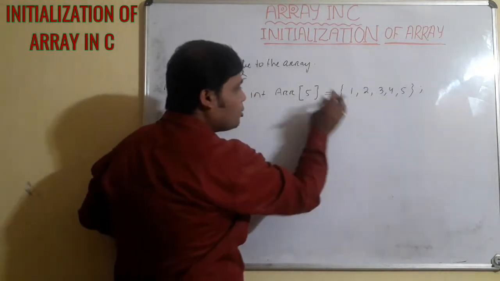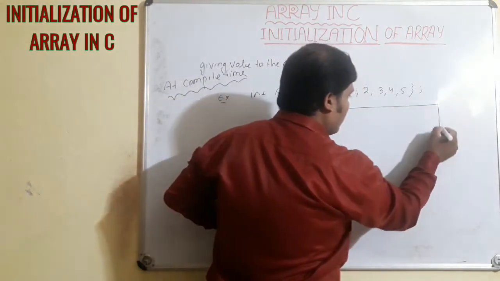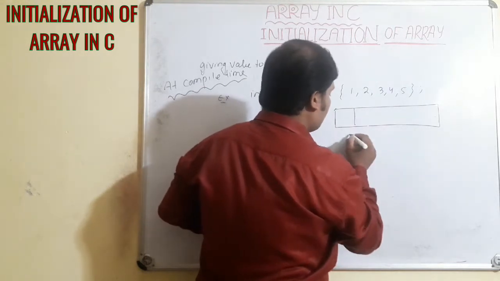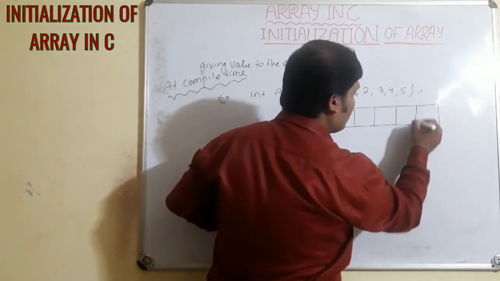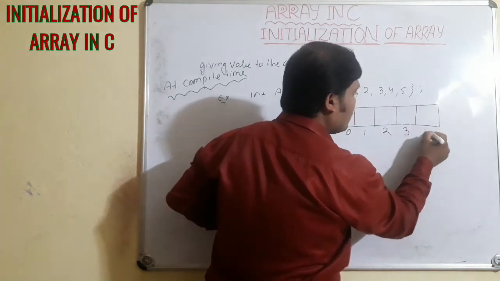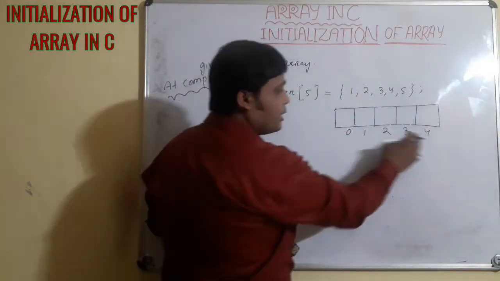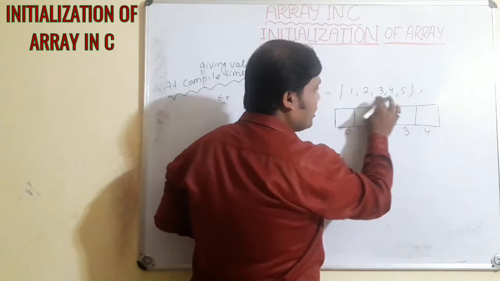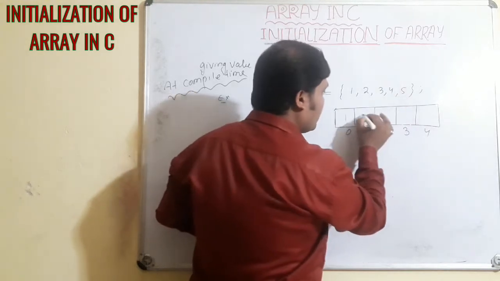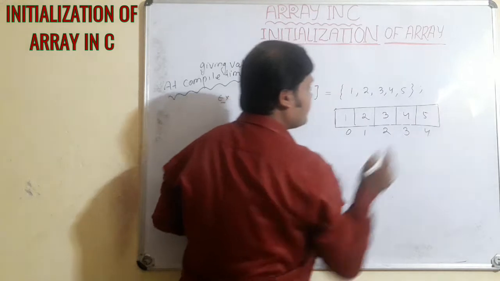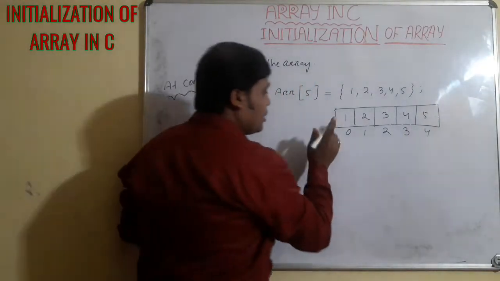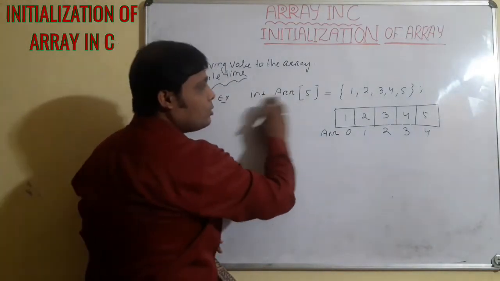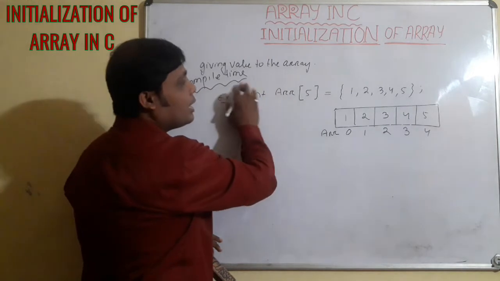Clear? How will memory be allocated for this? Just see. 5 blocks of memory will be allocated. There will be 5 cells, 1, 2, 3, 4, 5, with indexes 0, 1, 2, 3, 4. The starting index is always 0 and the last index is n-1, that is 4. Clear? And these are the elements stored in this array: 1, 2, 3, 4, 5. ARR is the name I have taken here. So this is how the initialization will be done at compile time.